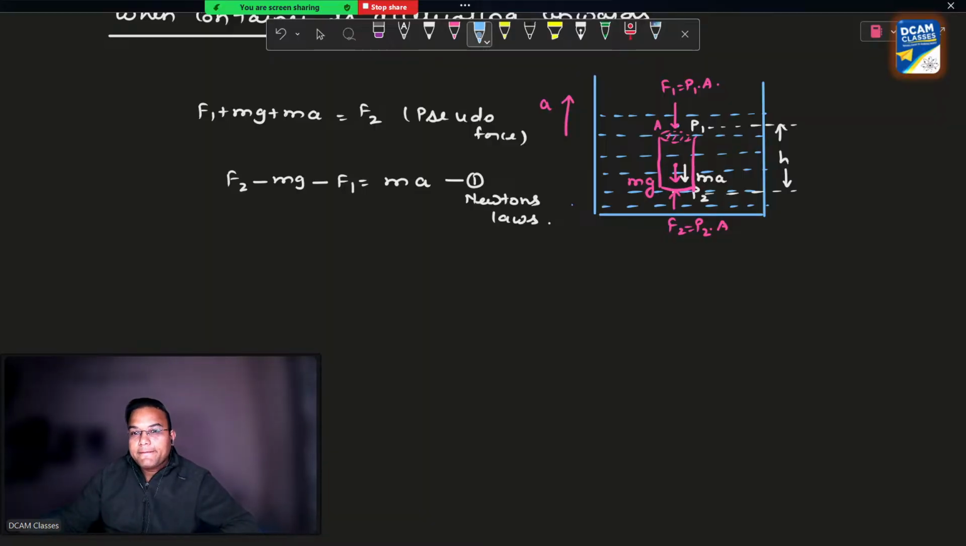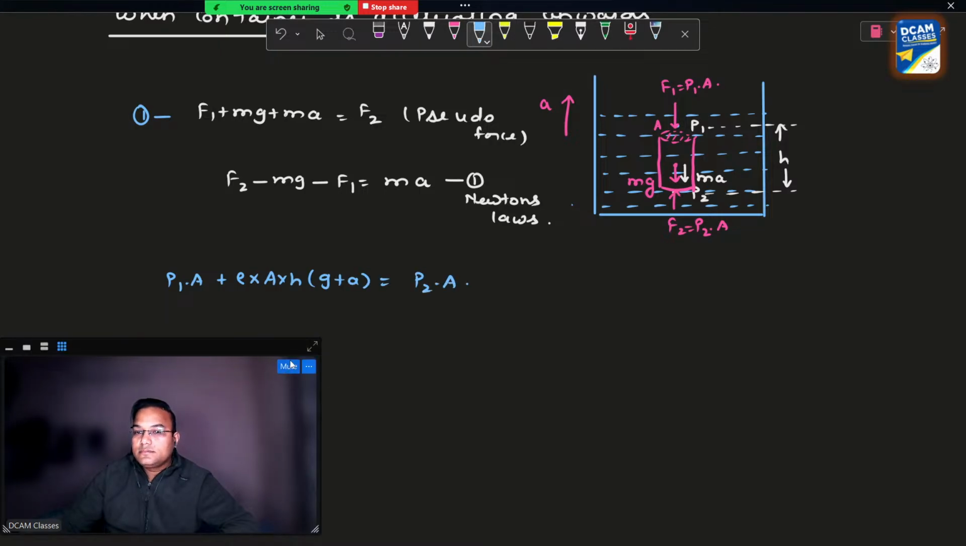So if we use this equation, F1 is equal to P1 into A, plus the mass, which will be density of the liquid into area into height, into g plus a, will be equal to P2 into A. A will cancel. So P2 will be equal to P1 plus rho h into g plus a. This is the pressure difference now.